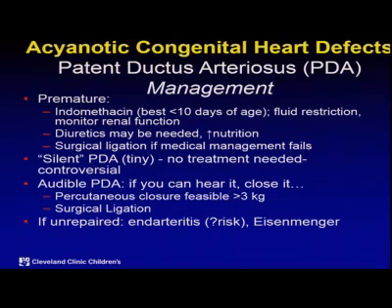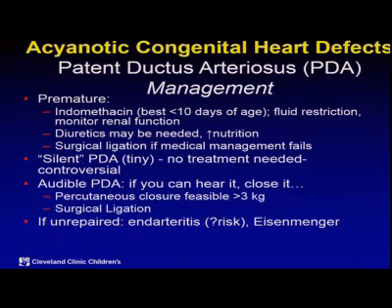For PDA in premature babies, we generally use indomethacin, at less than 10 days of age. Obviously, other things have been used: fluid restriction, monitoring the renal function. Diuretics may be needed. They usually need more nutrition. And finally, you can do surgical ligation if medical management fails. And many of us these days, like here at the Cleveland Clinic, also use device closure.